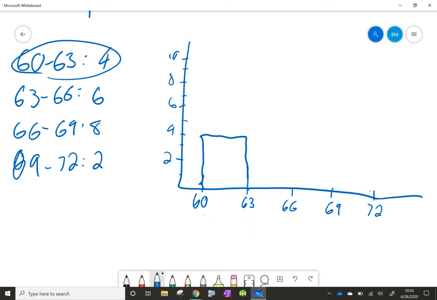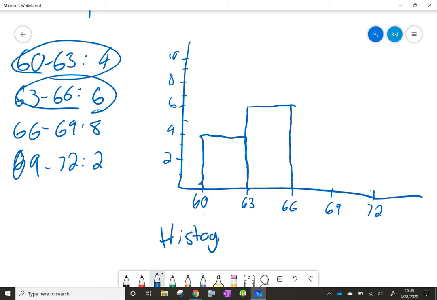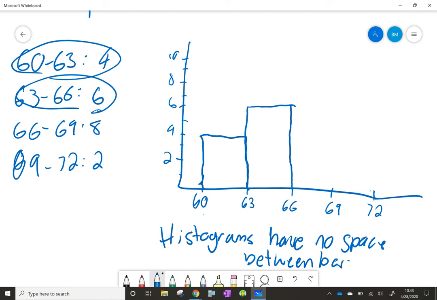63 to 66, there are 6 people. So that bar from 63 to 66 goes up to 6 people high. Now, it's a very important feature here. You'll notice that the bars are touching each other here. There's no space between the bars. And there can't be. A histogram, if you want to make a quick note of this, histograms have no space between bars, okay? And that's very important because otherwise it's a bar graph and bar graphs are wrong.